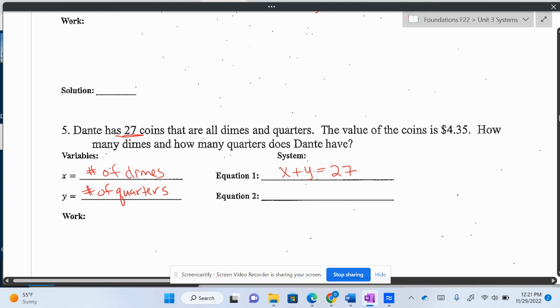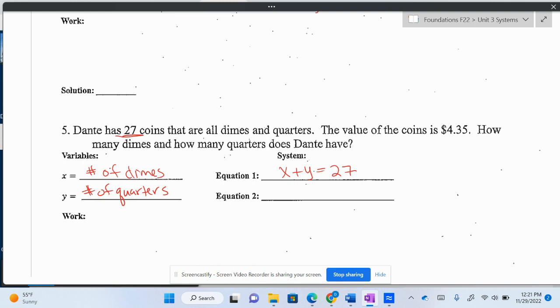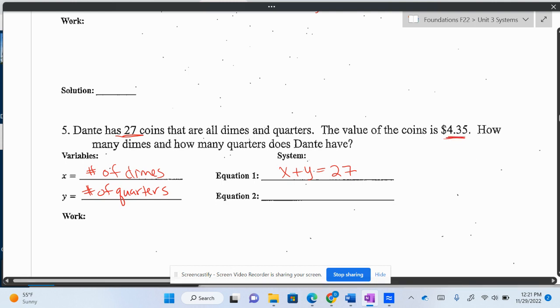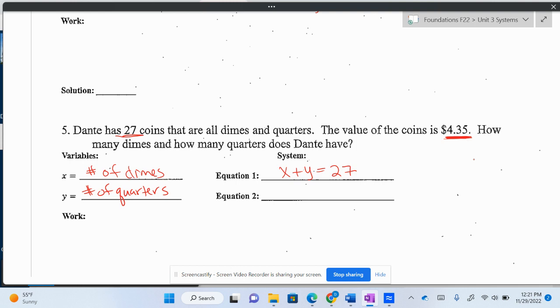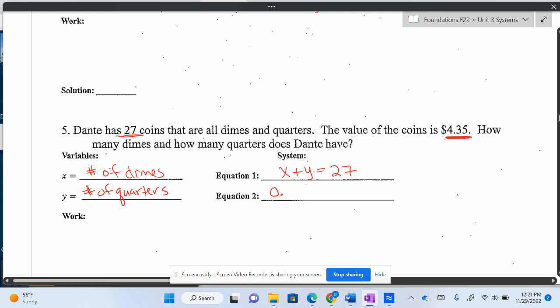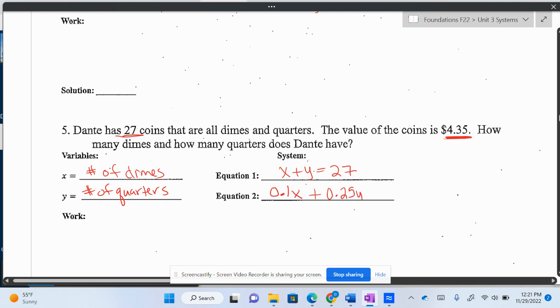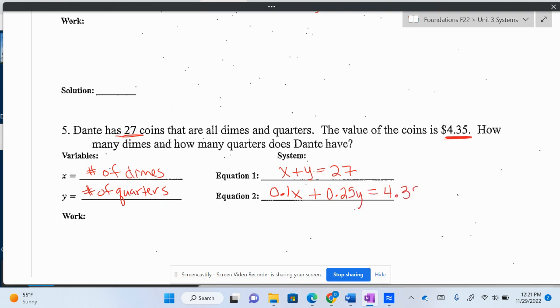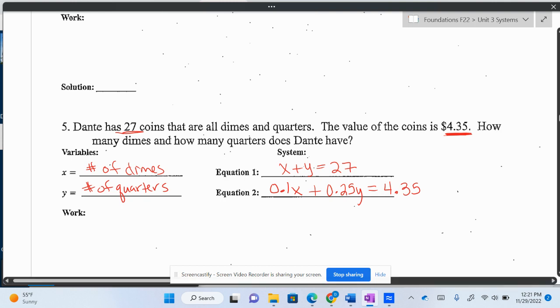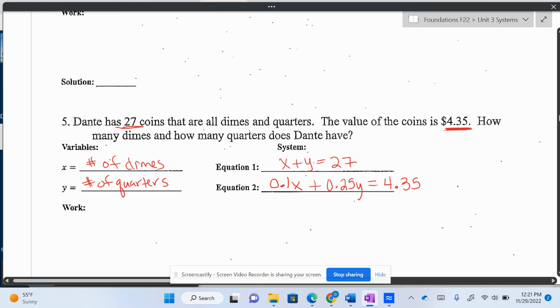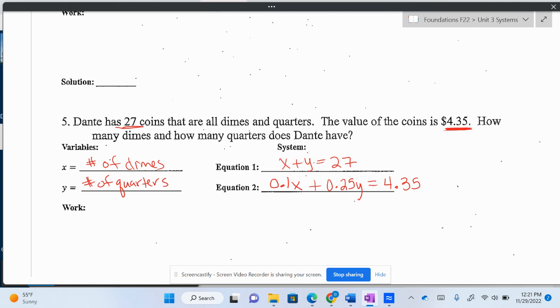Now it talks about the value. How much is a dime worth? 10 cents. How do I show that in terms of dollars? Because my answer is in dollars, not cents. So 0.1 X, that's a dime, plus how do I show the value of a quarter? 0.25 Y has to equal 4.35. Just because if it's at the front, it's important, but if it's at the end, it drops off, right? 2 is the same thing as 2.0 is the same thing as 2.00, so it just drops off, so I just don't write it. Good question.